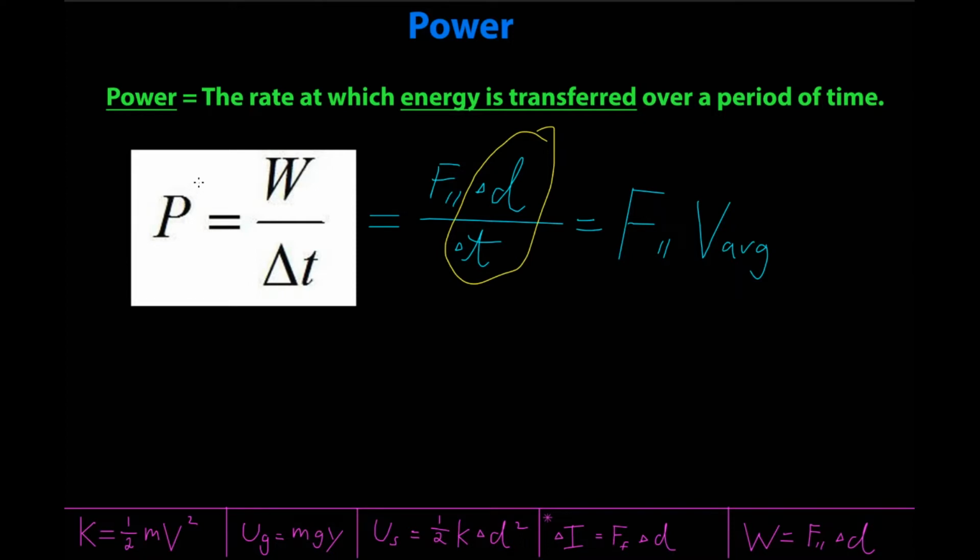So the symbol for power is a capital P, which thankfully is one of our symbols that actually makes a lot of sense. The unit, well, looking at our equation here, the base unit for power is joules per second.